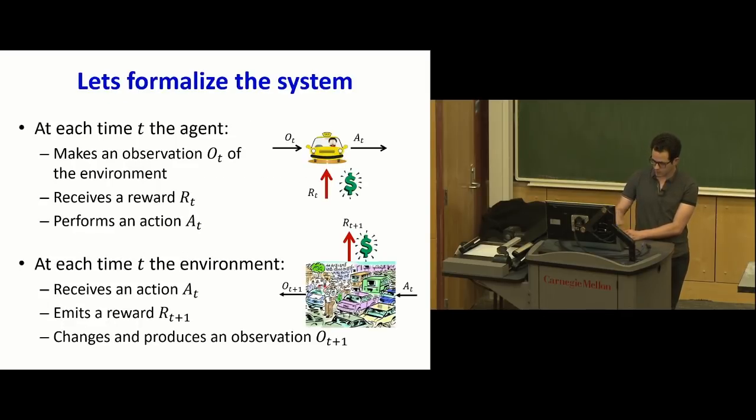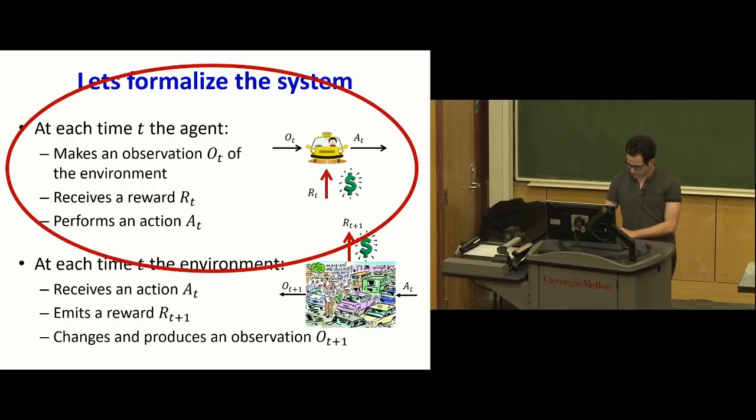So at every time t, you're going to make your observation of the environment, receive a reward, and perform an action. So the observation will be O, the rewards R, the actions A. Remember that. And from the environment's perspective, at each time you receive an action, you emit a reward, and you produce a new observation O, t plus 1. So that's the part you are interested in, mostly.